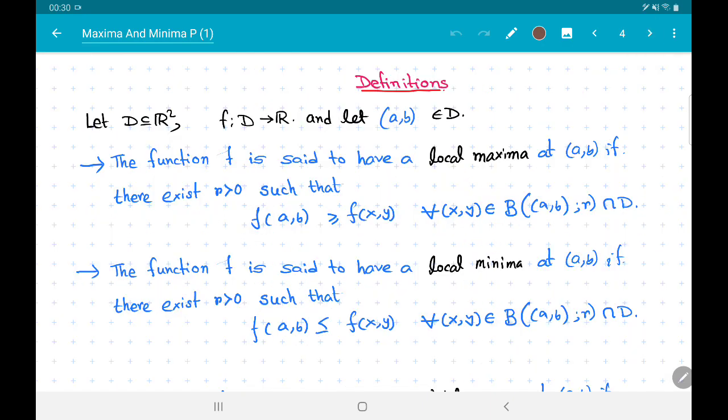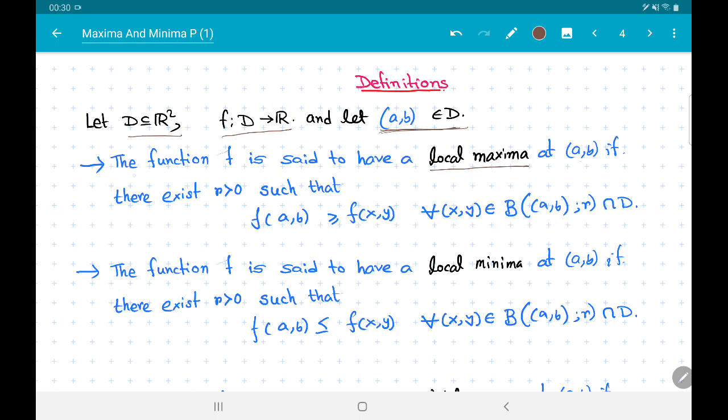So let us introduce some definitions which are analogous to the functions in one variable. Again, suppose that D is a subset of R2 and f is a real valued function on D, and suppose I take a point (a, b) in D. Now we say that f has a local maxima at the point (a, b) if f of (a, b) is bigger than or equal to f of (x, y) for all (x, y) in a neighborhood of the point (a, b).